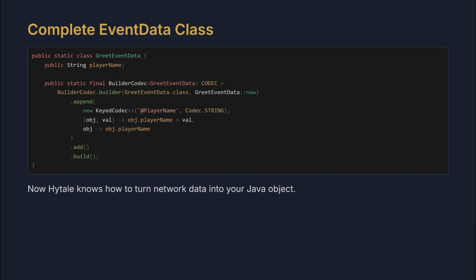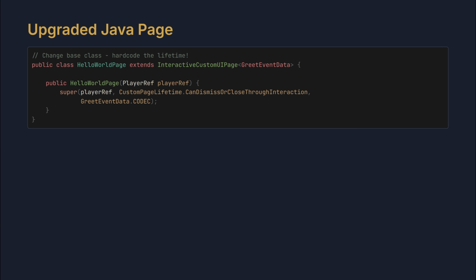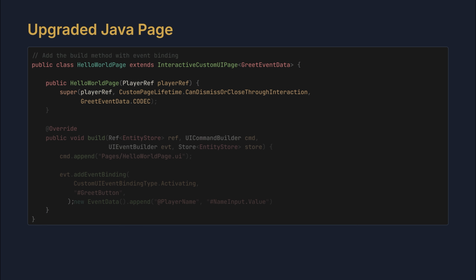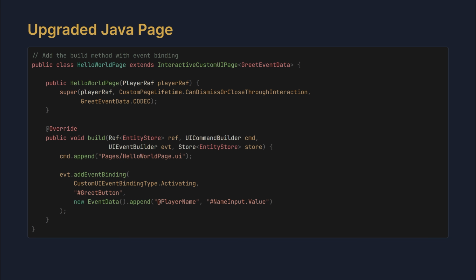And this is our complete event data class. And now Hytale knows how to turn network data into your Java object. So let's take this and upgrade our Java page. First of all, we need to change the base class to interactive custom UI page with the greet event data. And now we need to implement the build method.